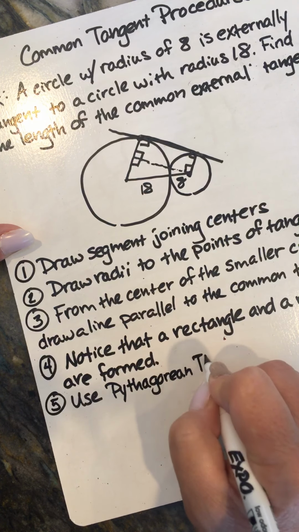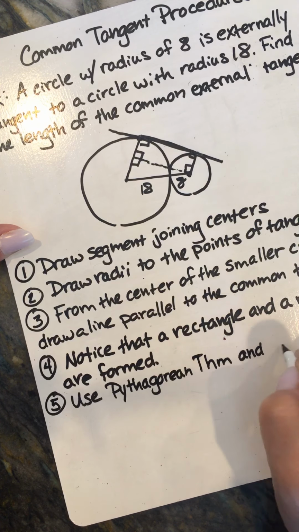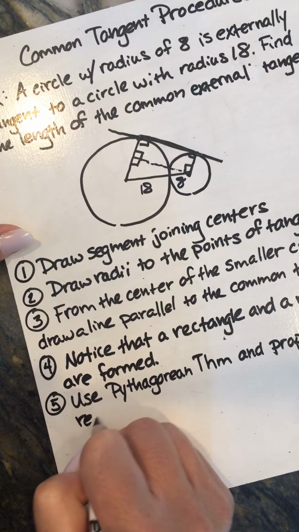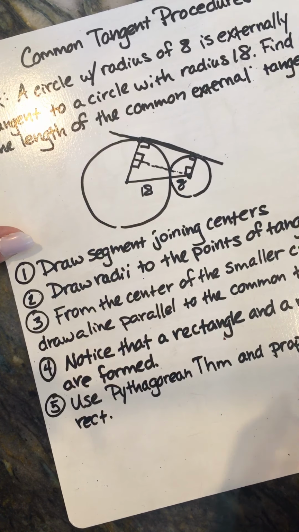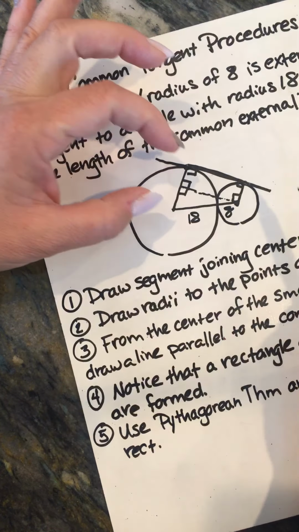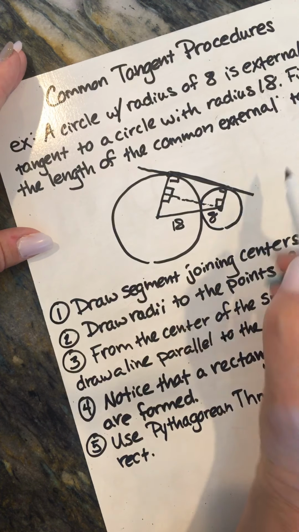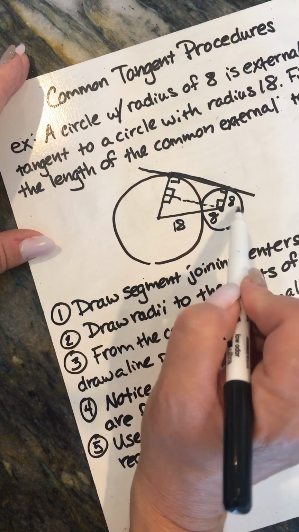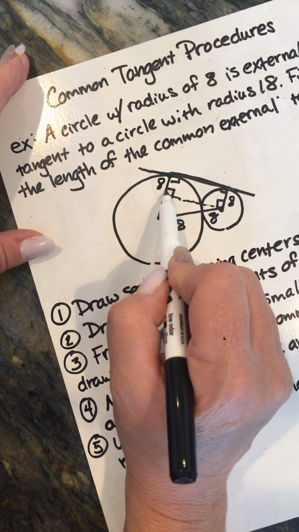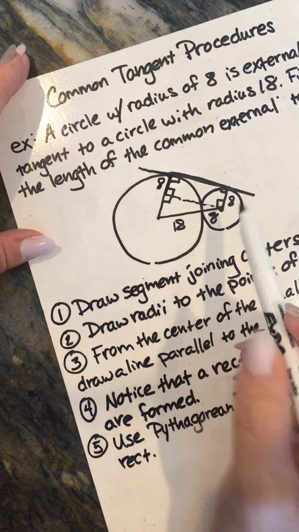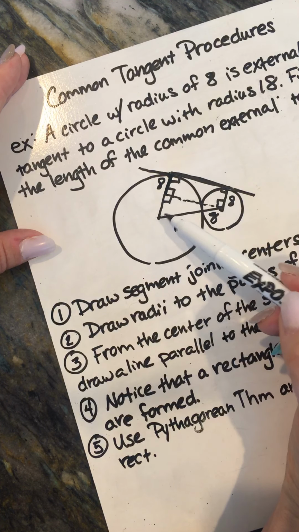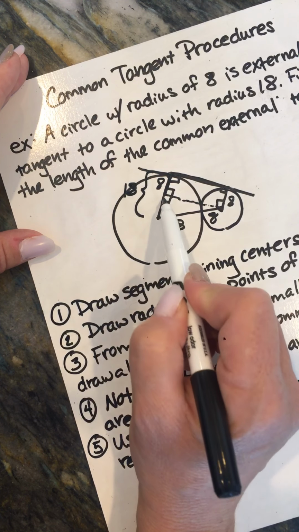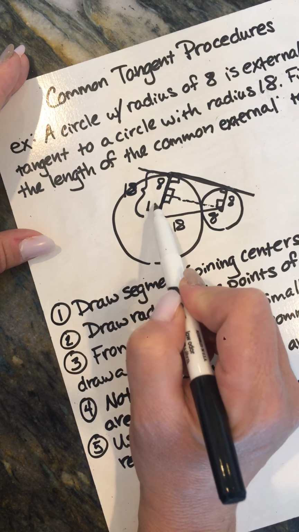Pythagorean theorem and properties, we'll say props, of rectangles. Okay, what is the radius of the smaller circle again? 8. What is this line then? Remember, it's a rectangle, so this is 8 from here to here. What's the radius of the large circle, though? This whole thing is 18, so that makes this piece from here to here 10.